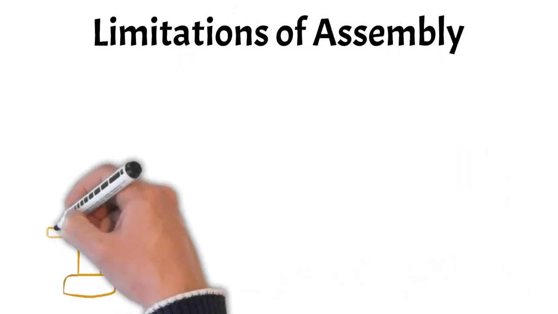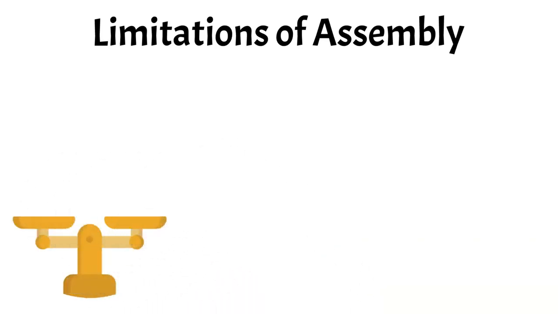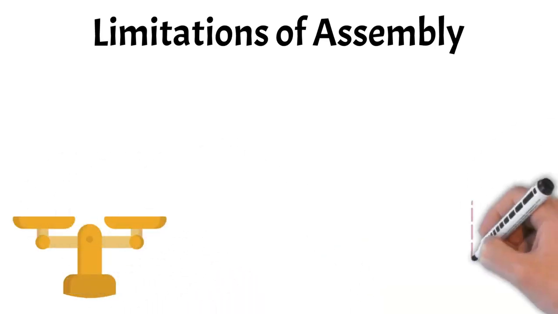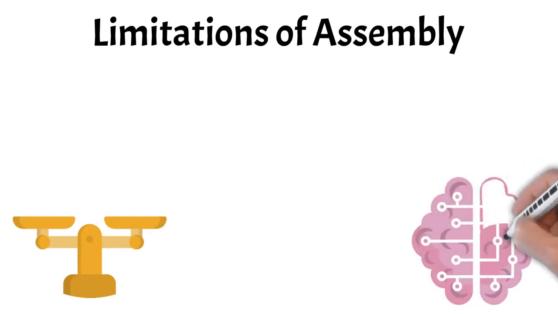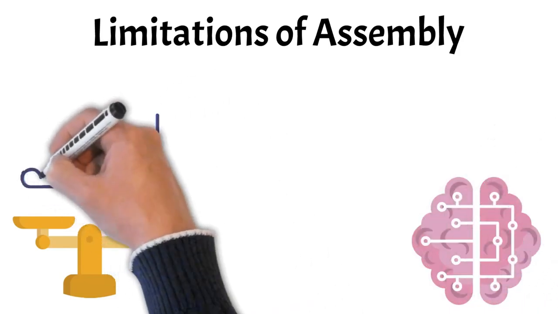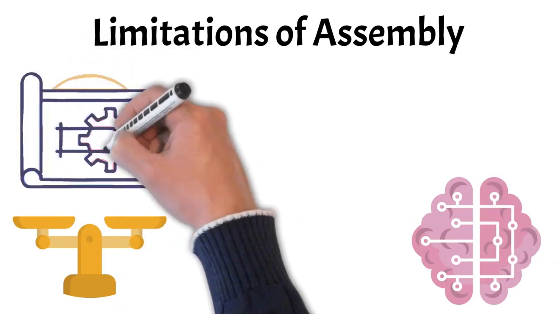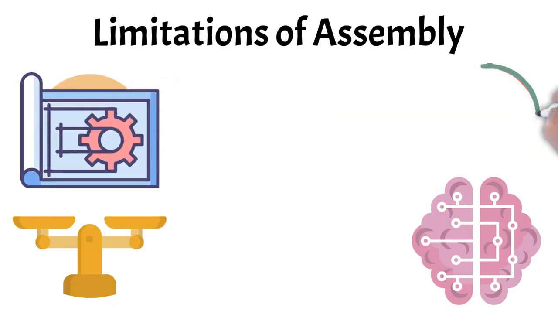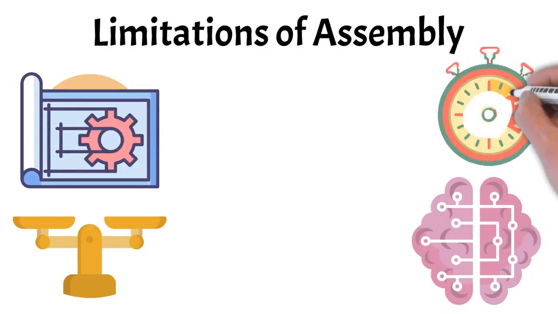Lastly, let's discuss the limitations of assembly. While assembly language offers significant advantages in terms of performance and control over hardware, it also comes with notable limitations. One major drawback is its complexity and verbosity. Writing code in assembly requires a deep understanding of the underlying hardware architecture, which can be daunting for many programmers. This complexity leads to longer development times, as even simple tasks can require extensive lines of code compared to high-level languages.